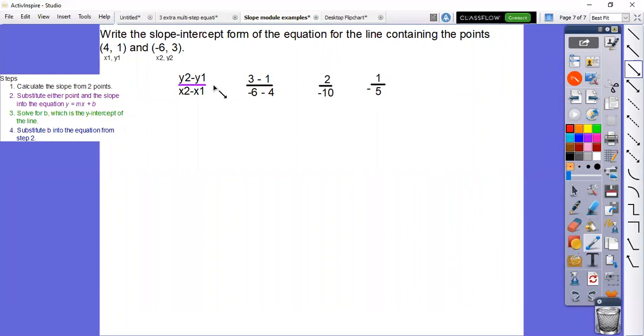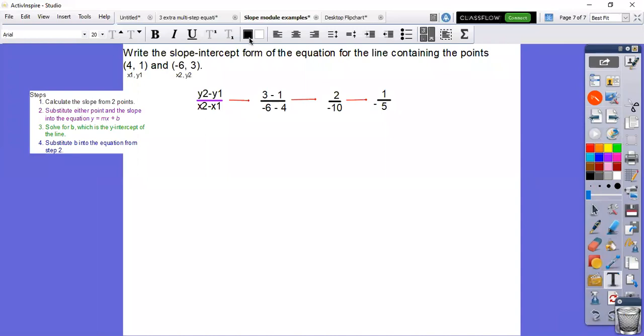All right, so that was step 1. Step 2 says I take either point that they give me, (4, 1) or (-6, 3), and the slope and plug into the equation y equals mx plus b. So I'm going to have y equals mx plus b, and again, m is going to equal negative 1/5. I am taking my first point since they are positive, and that's what I'm going to use for my x and my y.